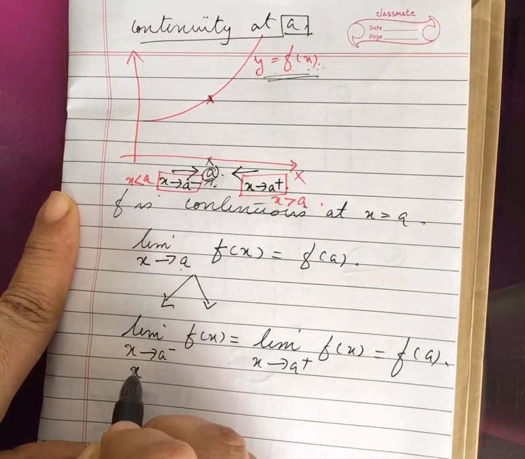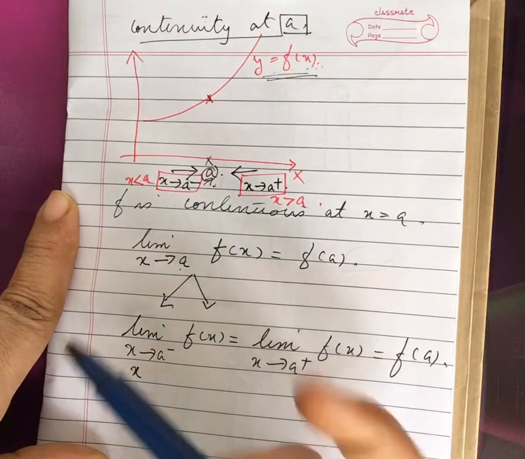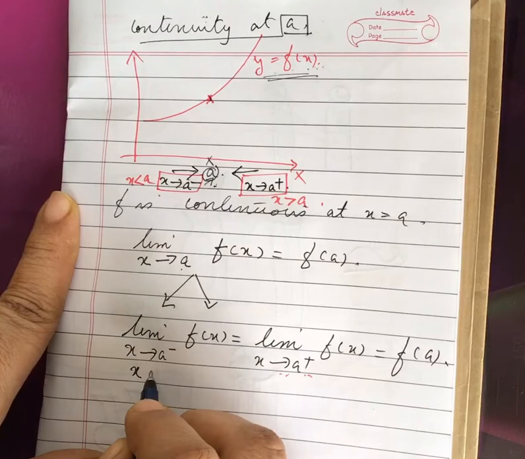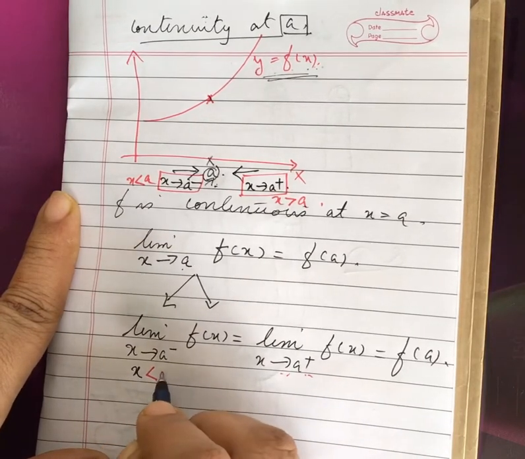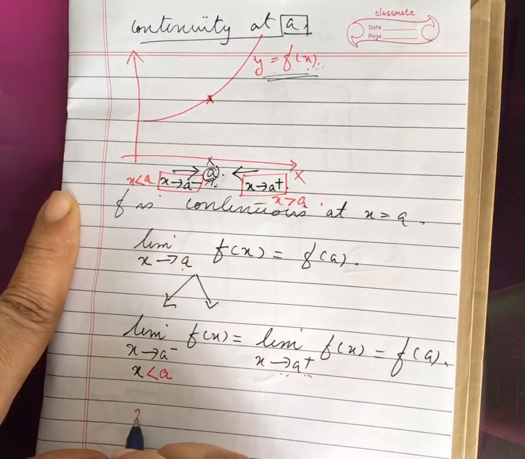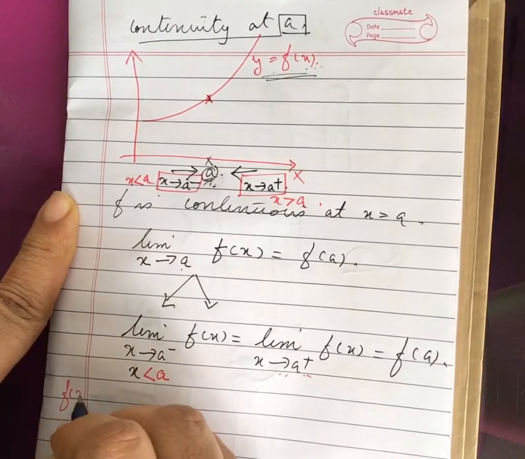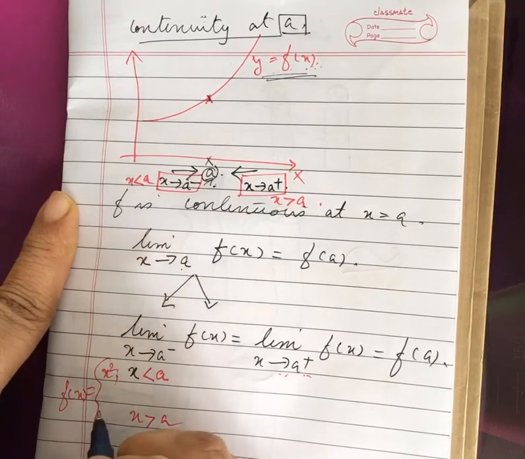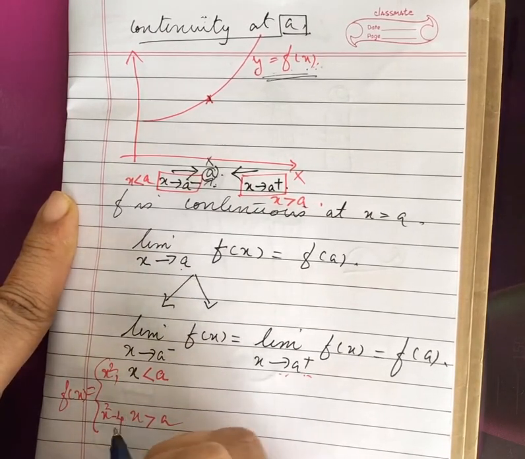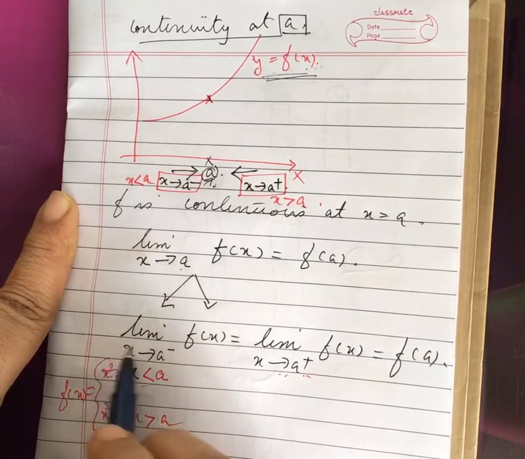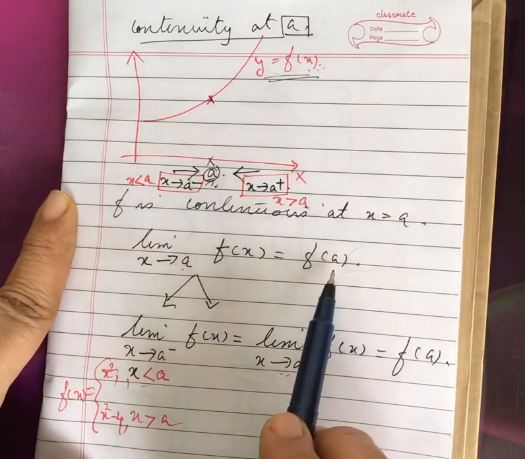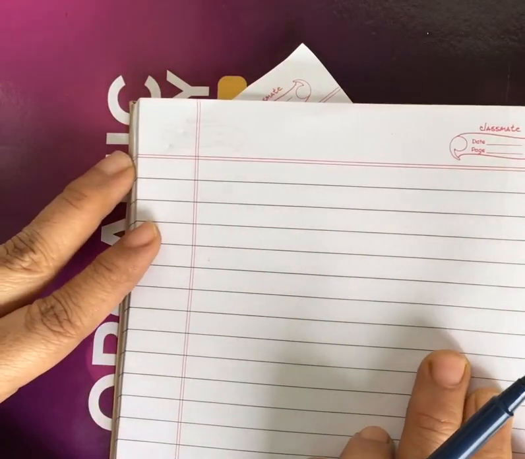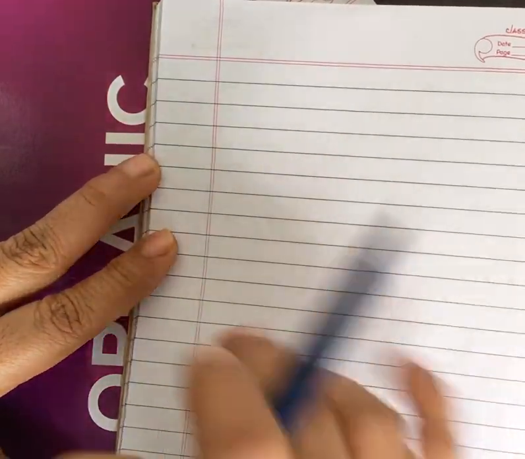When do we consider x approaches a minus and x approaches a plus? Whenever you are given a function with two different values for x less than a and x greater than a. For example, here it is x square and here it is x square minus 4. So these two cases only we will go with it. Otherwise we will use this definition. So now let us go for the questions, and before that some general things you have to know.